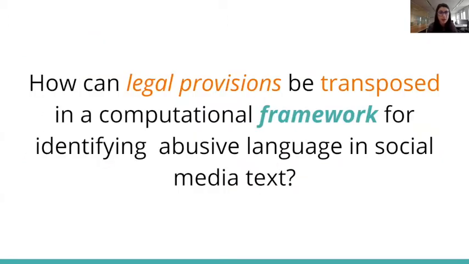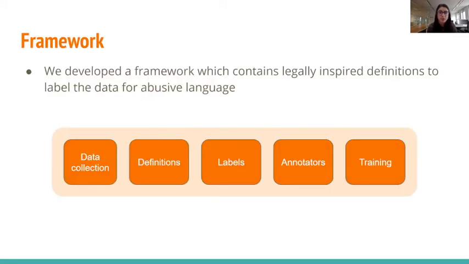Our specific research question for this project was mainly how can legal provisions be transposed into a computational framework for identifying abusive language in social media text. For this, we developed a framework which contains legally inspired definitions to label the data for abusive language. And this framework has several blocks to it, and I'm going to go through each of them in detail. First, we have the data collection method that we used, then the definitions, which are legally inspired, and I'm going to give more details about it later.